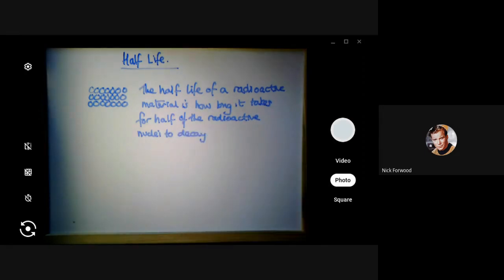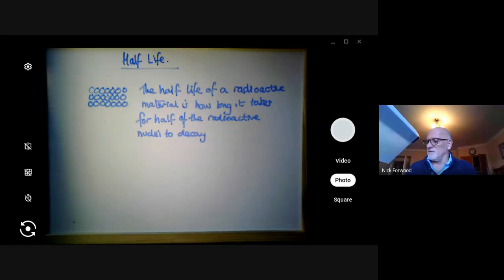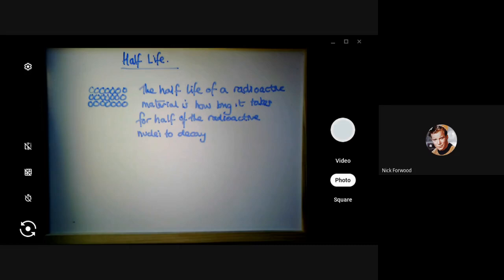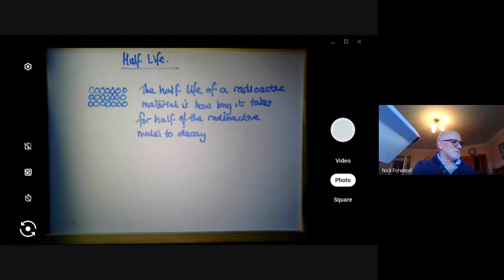Okay, so these are two important learning points. The first one is that radioactivity gets less. And the second one is, what does half-life mean? Half-life means how long it takes for half of the radioactive nuclei to decay and to become stable. You'll need to get that written down.